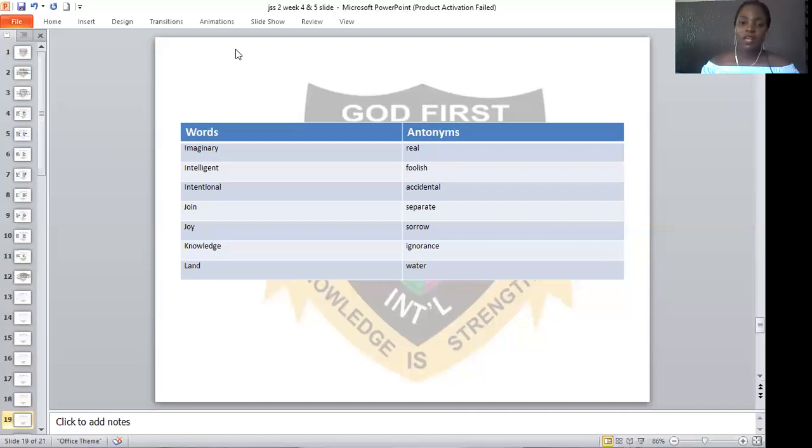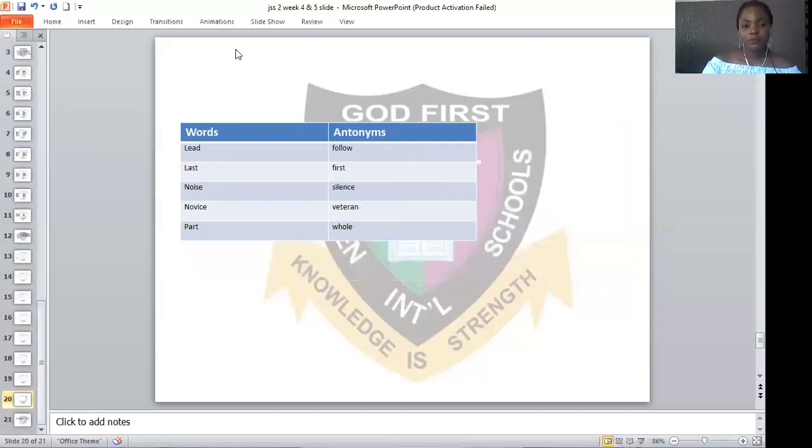So intentional, accidental. Join, to separate. To join something together and to separate something. Joy, sorrow. Knowledge, ignorance. Land and water. Lead, to follow. Last, first. Noise and silence.